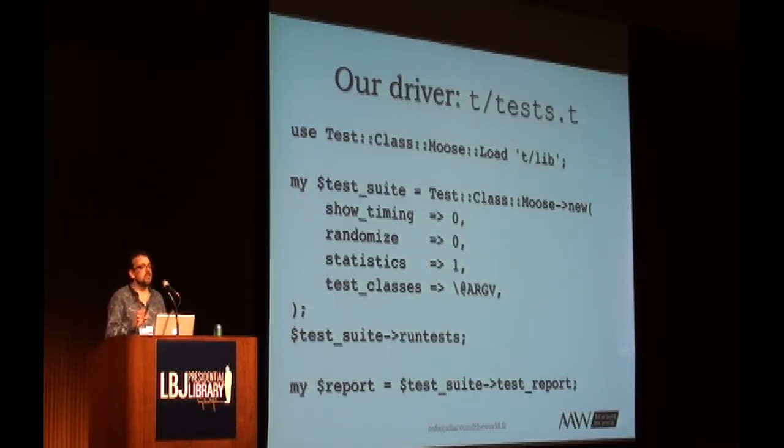Test::Class::Moose gives you a constructor. I won't explain what all of these things do, but you can get an idea what some of them do. They give you a lot more information, a lot more control over what's going on with your test suite. That test_class is argv. You'll see that in just a moment. And after you've instantiated an instance of your test class object, you then call test_suite->runtests. And down here, there's this report thing, which some of you might find interesting. Again, that's really nice for larger test suites.